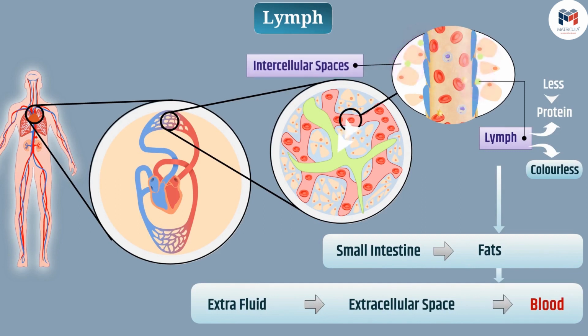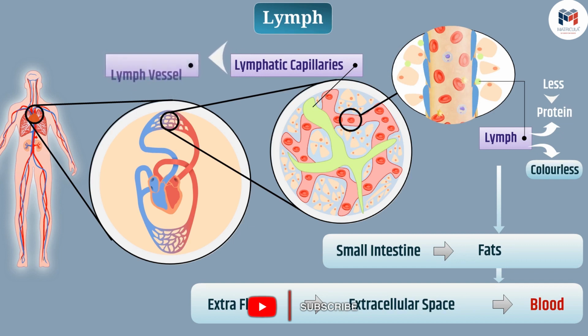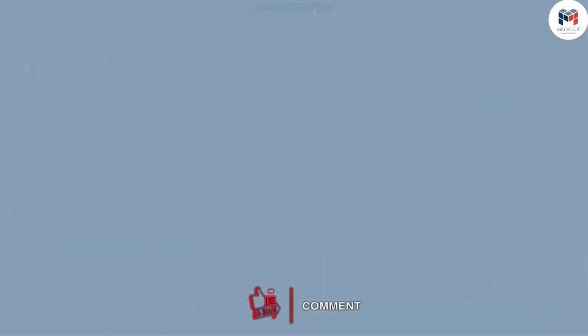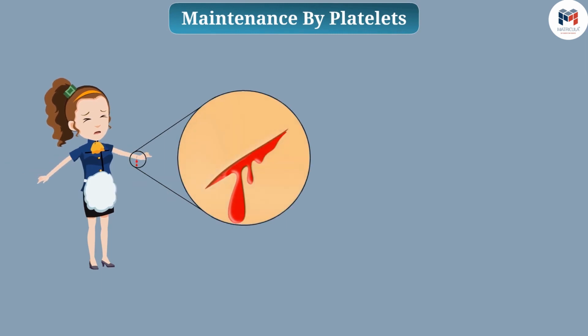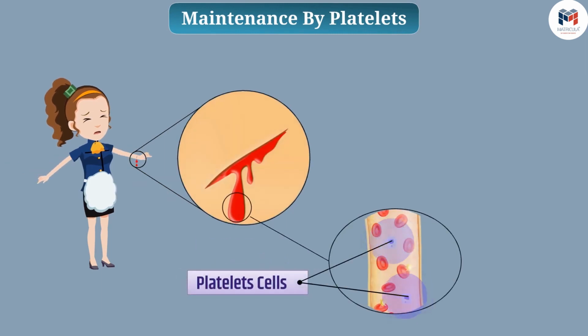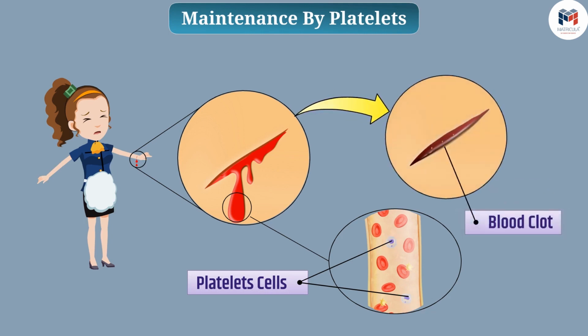The lymph enters the lymphatic capillaries from the intracellular spaces of the tissue. The lymphatic capillaries form the lymph vessels that open into the vein. Maintenance by platelets. When we get hurt, there are platelets in the blood to stop the bleeding from our body. These cells make a blood clot at the place of bleeding and stops the bleeding.